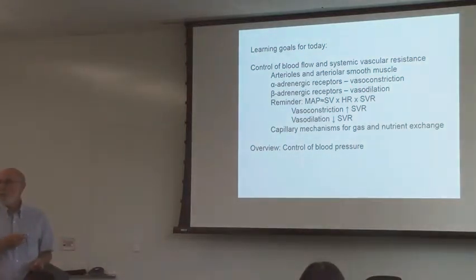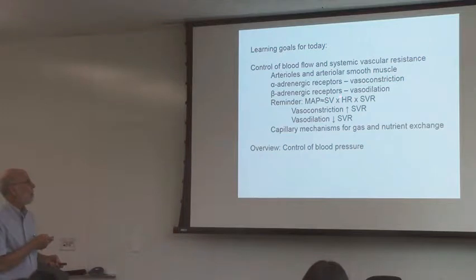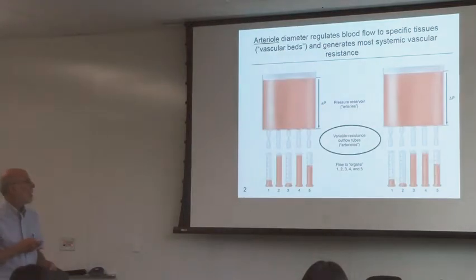So the heart controls stroke volume, the heart controls heart rate. Arteries also contribute to pressure, because they're compliant and their elasticity contributes. But now we're focusing on resistance. And the arterioles are the most important part of vascular resistance. So we're focusing on arterioles.